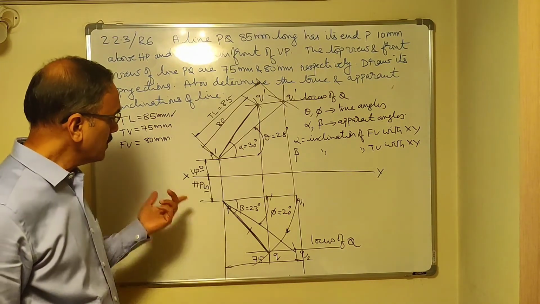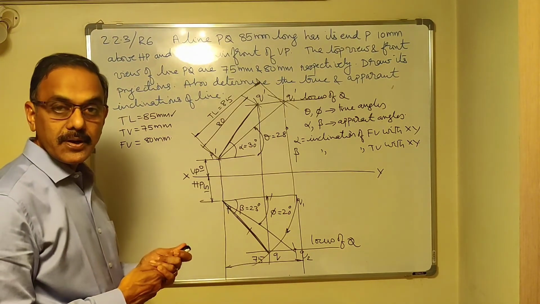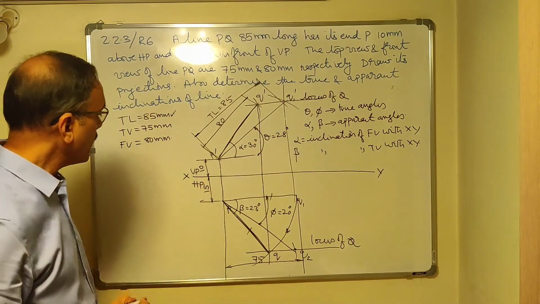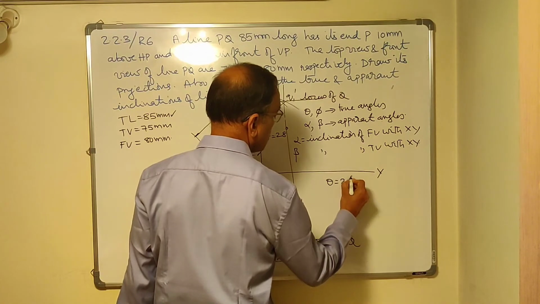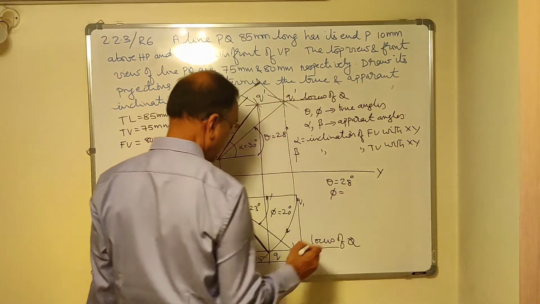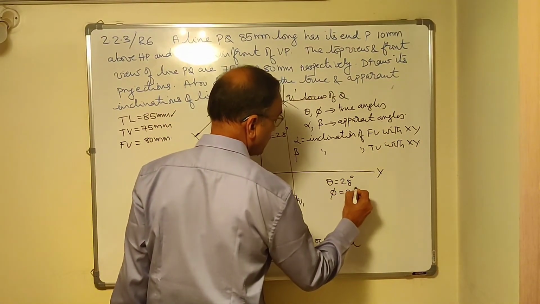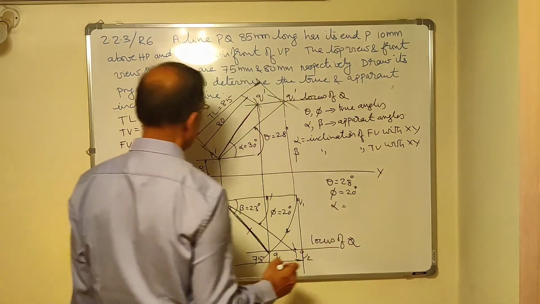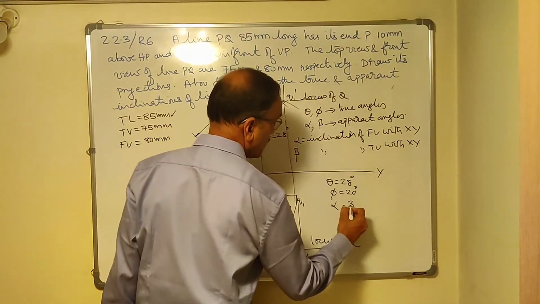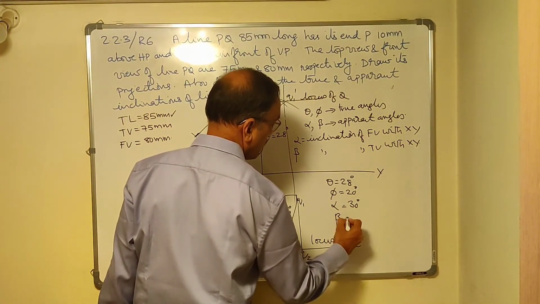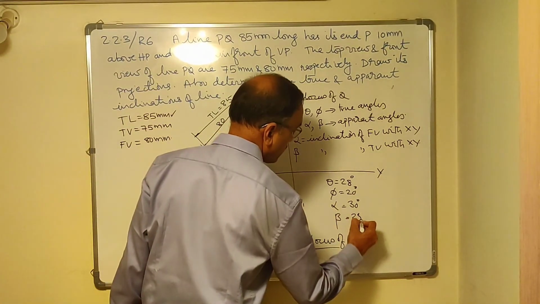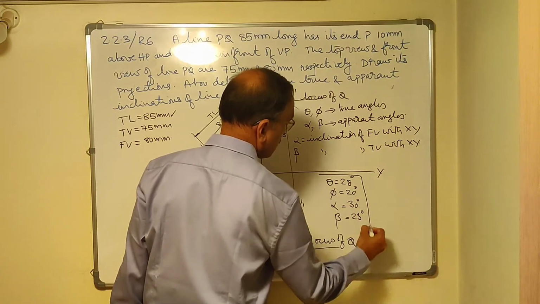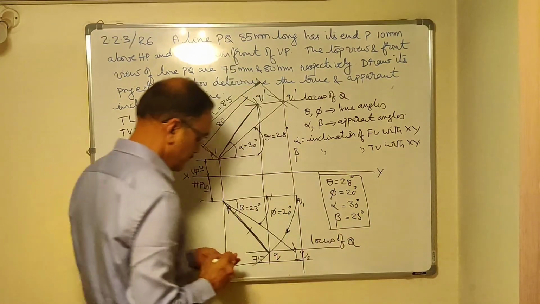So we have measured the true angles as well as apparent angles here. Let me write down the values here. Theta is equal to 28. Phi is equal to 20, alpha is equal to 30, and beta is equal to 23. All the four angles have been measured.